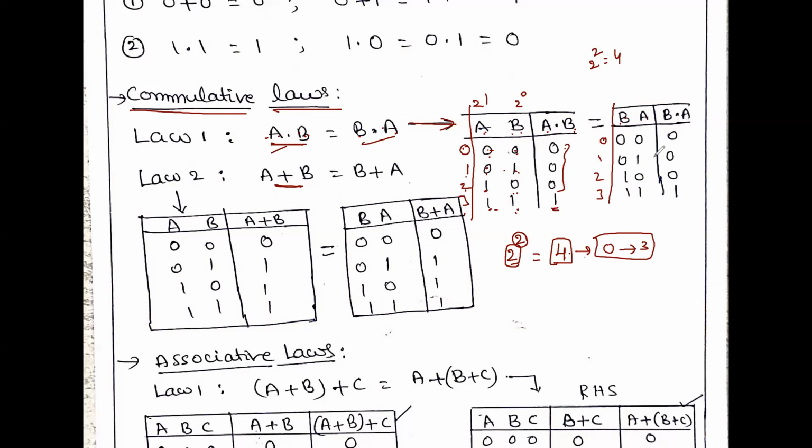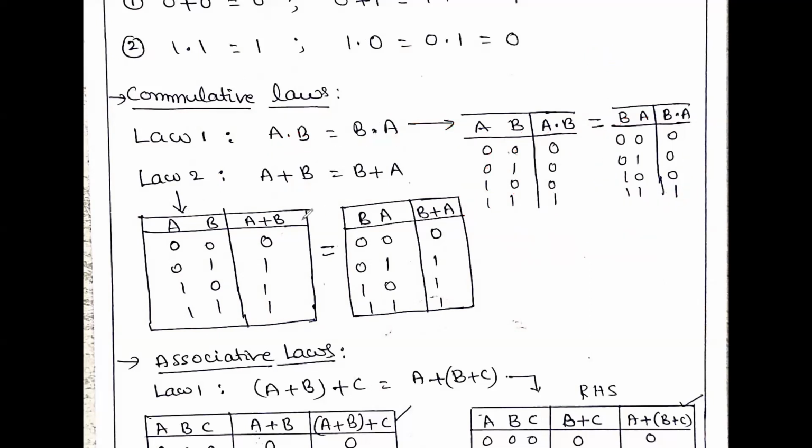Now we can find the multiplication operation, that means B dot A. If one of the inputs is 0, again the output will be 0. Only for the last case, we will get the 1. That means the LHS part and RHS part are both the same. That means the commutative law is satisfied over the operator dot.